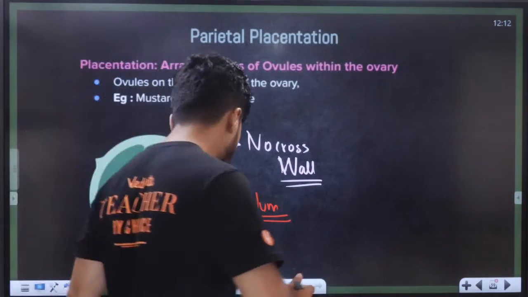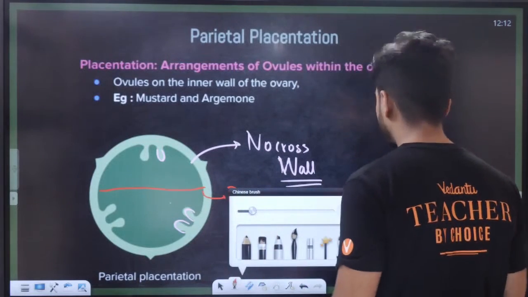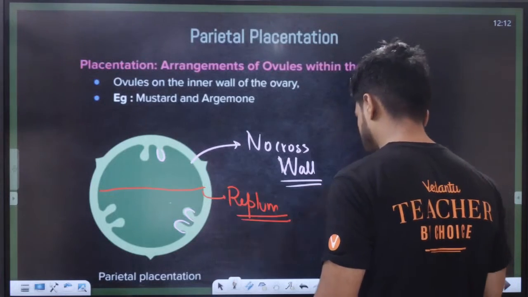Now, students, what is the trick here? The trick is very simple. Parietal: parents are masters. Parents are masters.